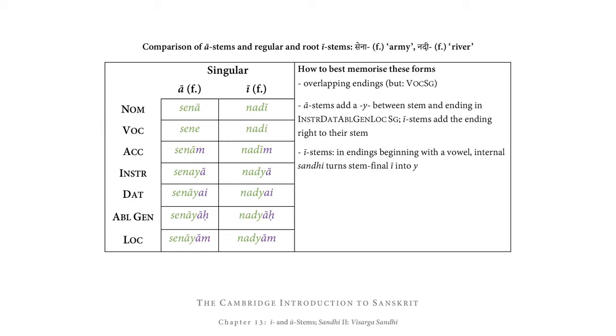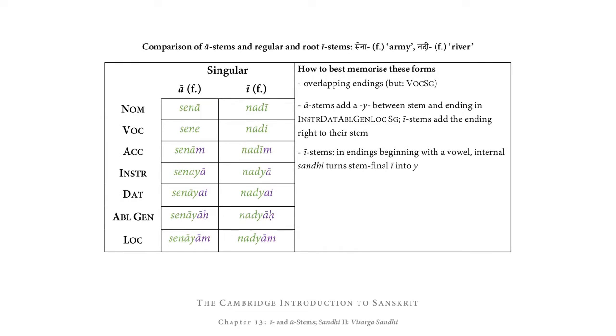But what's different is that in the case of Sena, they're not added just straightforwardly to the stem, but you have this Senaya, Senayai, Senayah, Senayah, Senayam. Whereas in the case of Nadi, you have just Nadi plus these endings, a, ai, ah, ah, am, added to the stem.